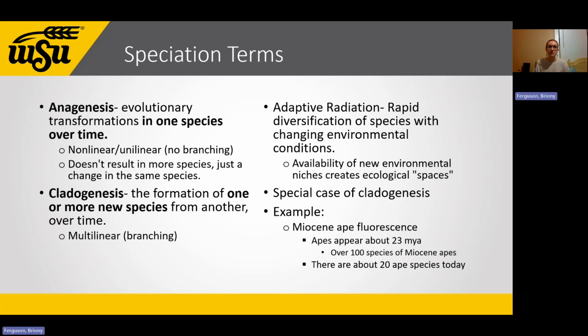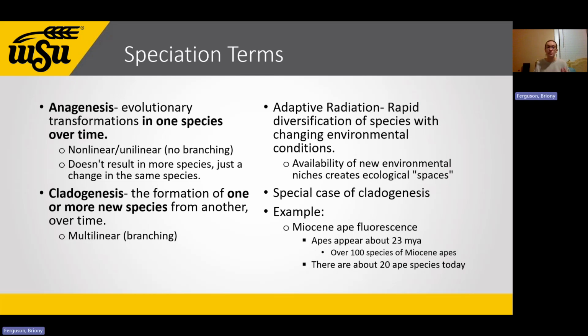Now, when you're classifying things, it's a way to understand how animals speciate. There's a couple different ways that speciation occurs. It can be through anagenesis, which is an evolutionary transformation in one species over time. It's nonlinear or unilinear, which just means that there's no branching off in this tree. You are only focusing on one species and how it has adapted through time to its environment and other evolutionary forces like genetic drift and mutation and natural selection. But it doesn't result in more species. It's just a change in the same species.